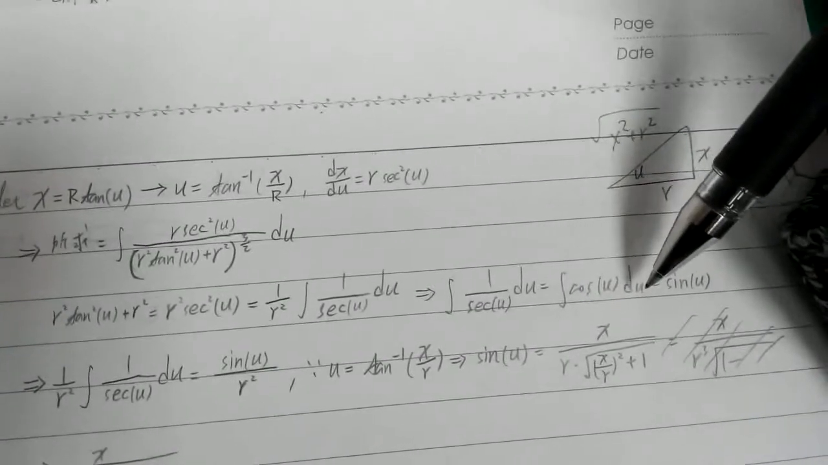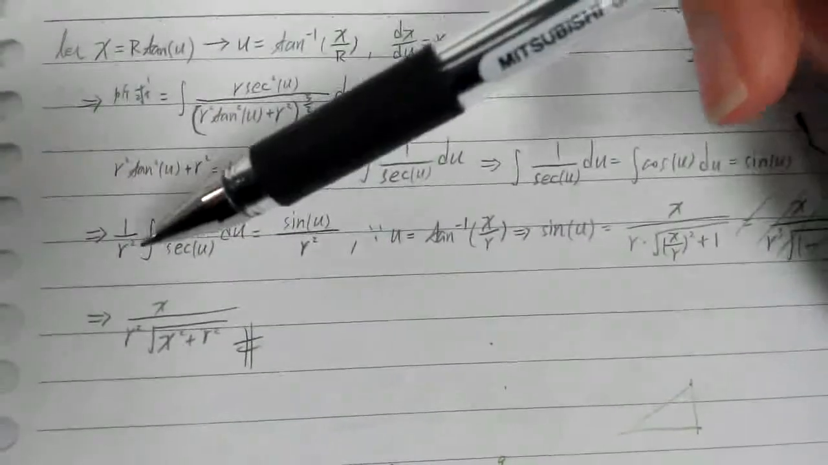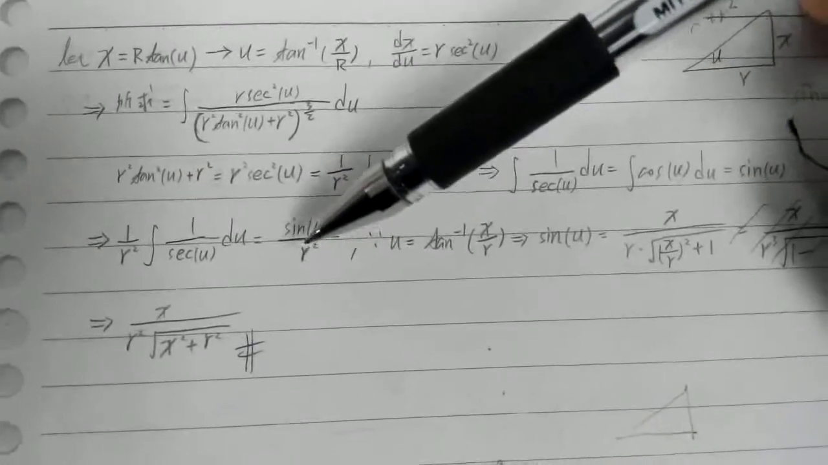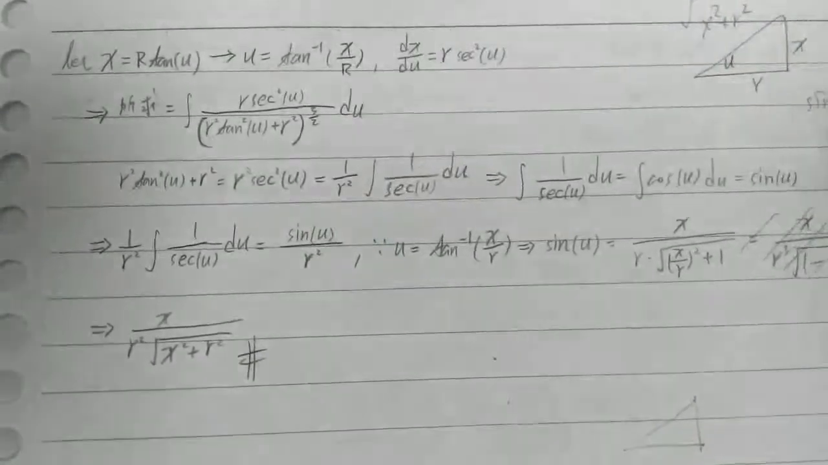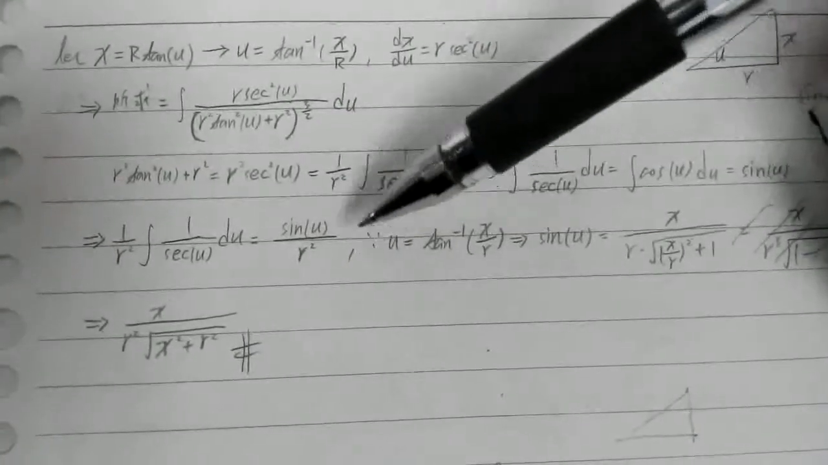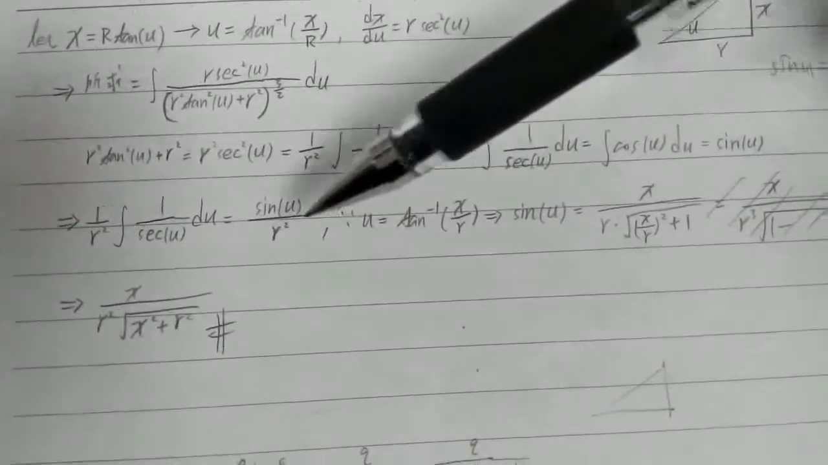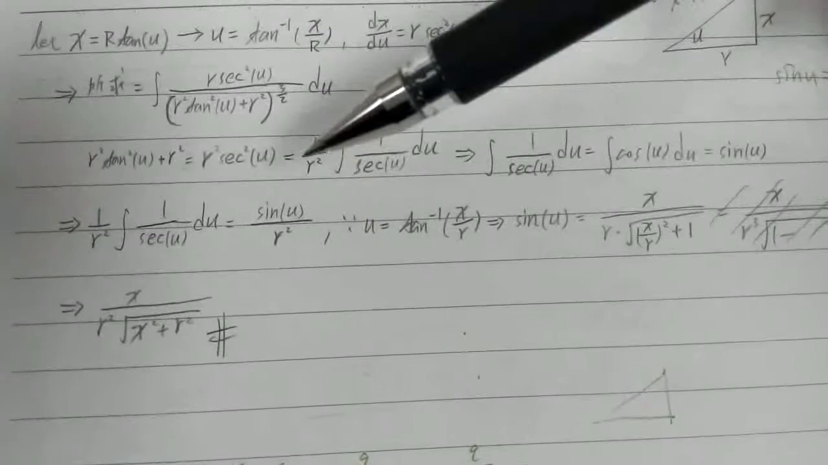The integral of cosine will be sine. So finally we have that this one will be sine u divided by r squared. Well, plus c, it's okay. So TA, ignore that.